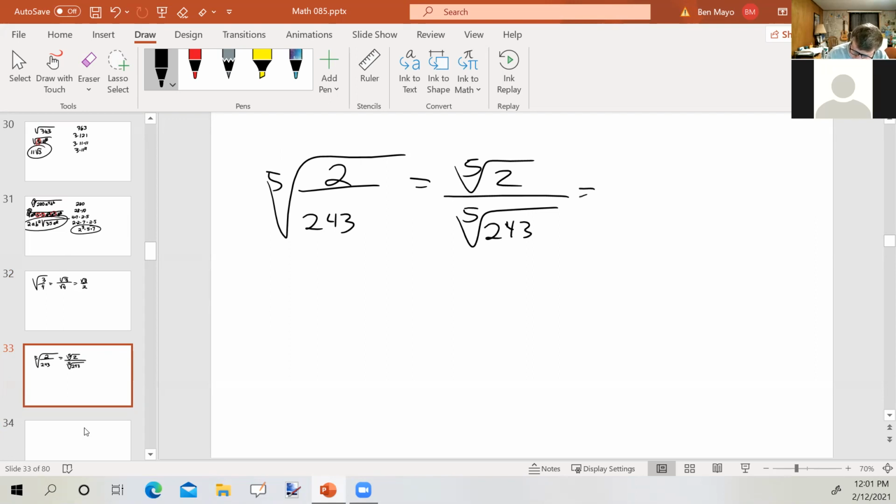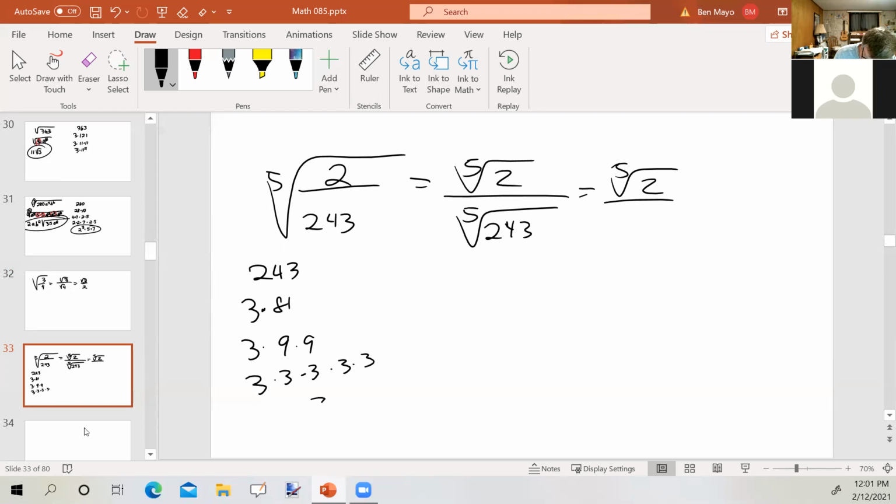Well, I can't do anything with the fifth root of 2, but let's take a look at 243. That's 3 times 81, which is 3 times 9 times 9, which is 3 times 3 times 3 times 3 times 3, which is the fifth root of 3 to the fifth. So my numerator is the fifth root of 2. What's my denominator going to be? 3 to the 5th? Or just 3? Just 3, exactly.